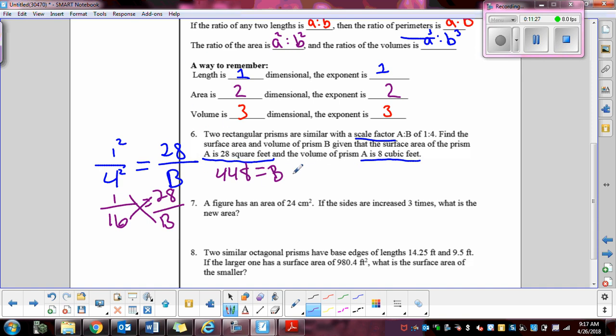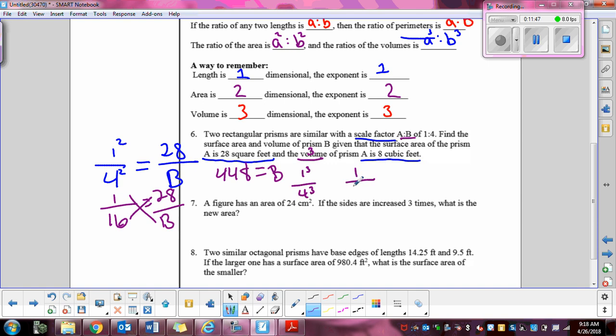Okay, and it says find the volume if prism A is 8 cubic feet. So we still have our ratio is the same, 1 to 4, but this time we want volume, which is in the third dimension. So we want 1 cubed to 4 cubed, which is 1 to 64, equals A's volume is 8.